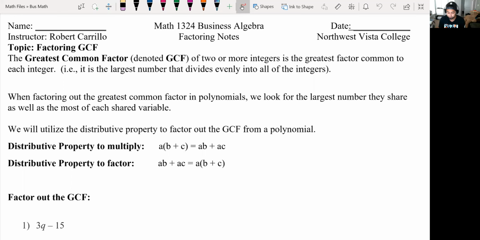Normally, we distribute, right? A times (B plus C) becomes AB plus AC. But since we're factoring, we're going to reverse this process. We see that A is the common factor. So if A is the greatest common factor, we can factor A out, and this is what we're left with, A times (B plus C). We're taking a polynomial and essentially just working backwards.